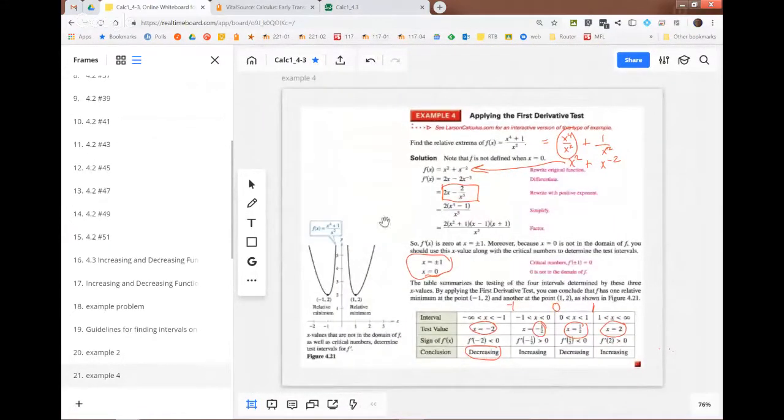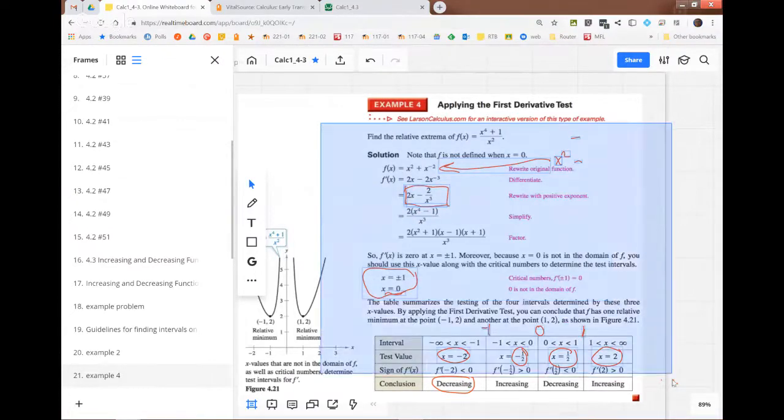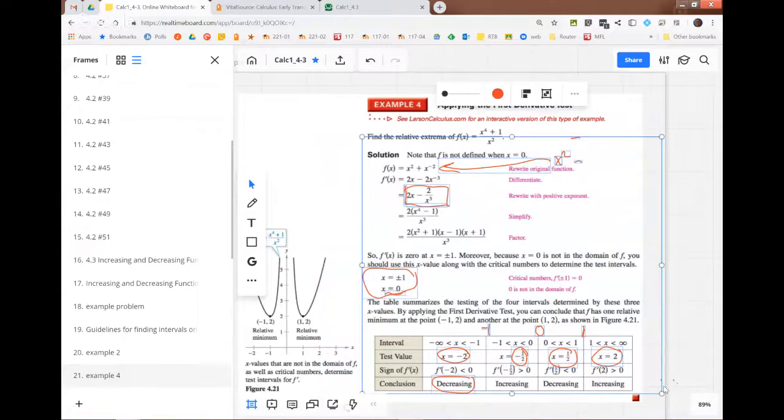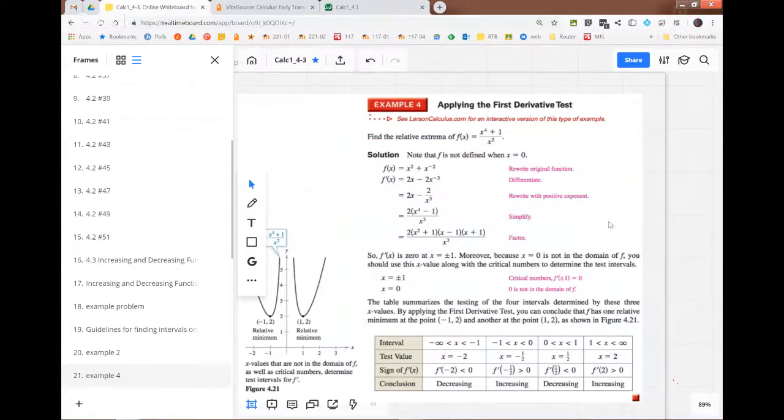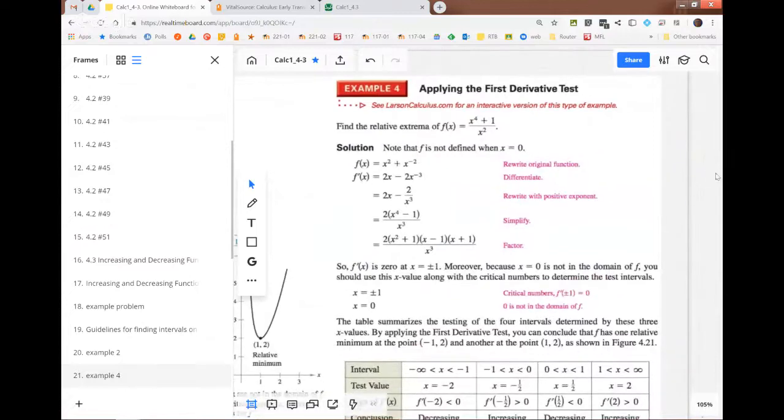This one looks like this. Let me do a little erasing here. And then we can talk about this. Okay, so we got a clean slate. So this time our function is x to the 4th plus 1 over x squared.